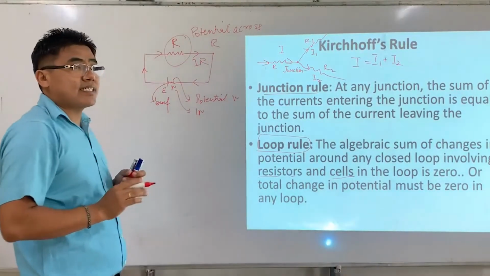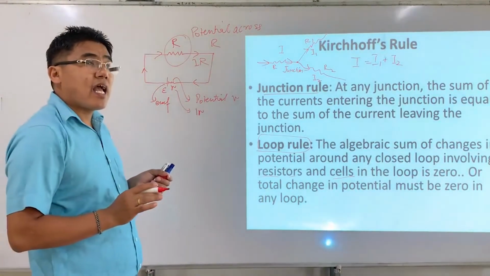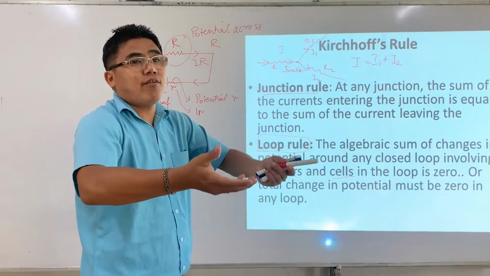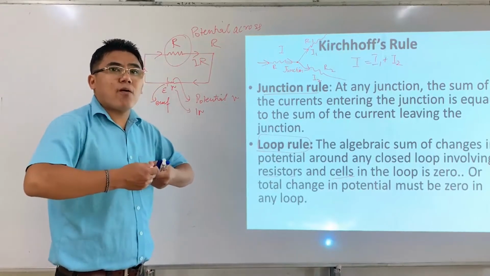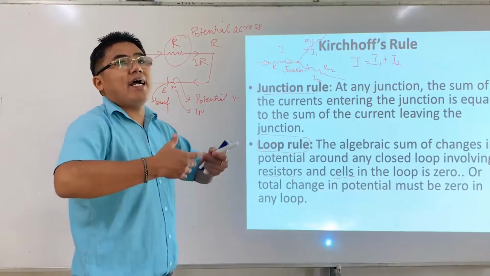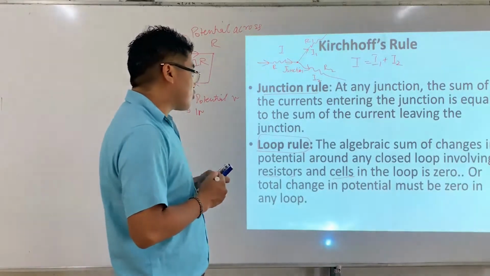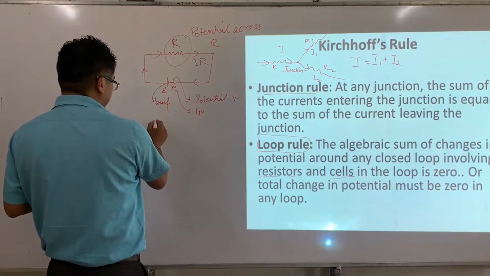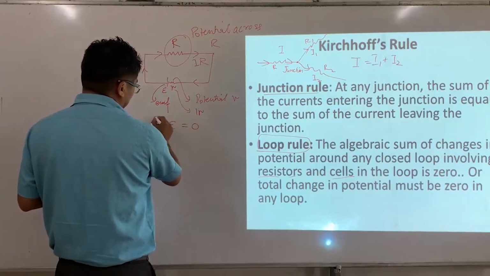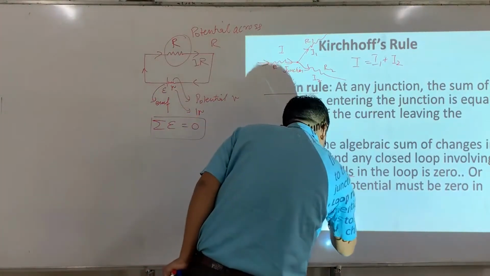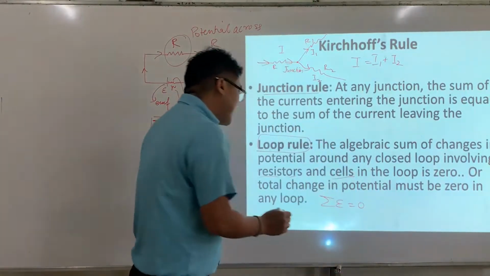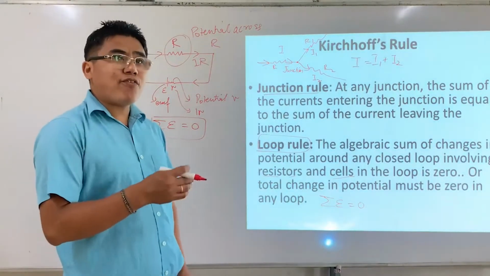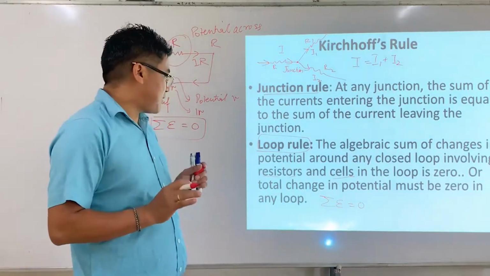Alright. So the rule says that the sum of potentials and EMF in a loop is going to be zero. That means EMF is the one that gives the potentials, and whatever EMF provides is all being consumed by the respective resistors. This is what this rule talks about. It says that the algebraic sum of potentials across the resistors and EMF in a loop must be zero. So this is what we have.